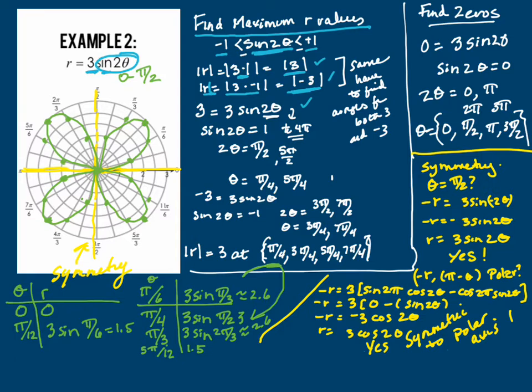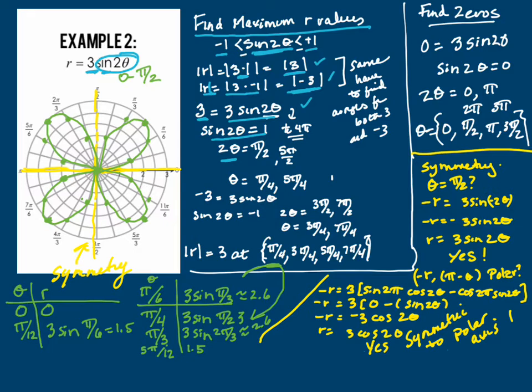So put in 3 first for the positive one and put it into the equation, and you get sine 2 theta equals 1. All right, now we want to know what 2 theta could be. Where does sine equal 1? Sine 2 theta equals 1 at pi over 2.